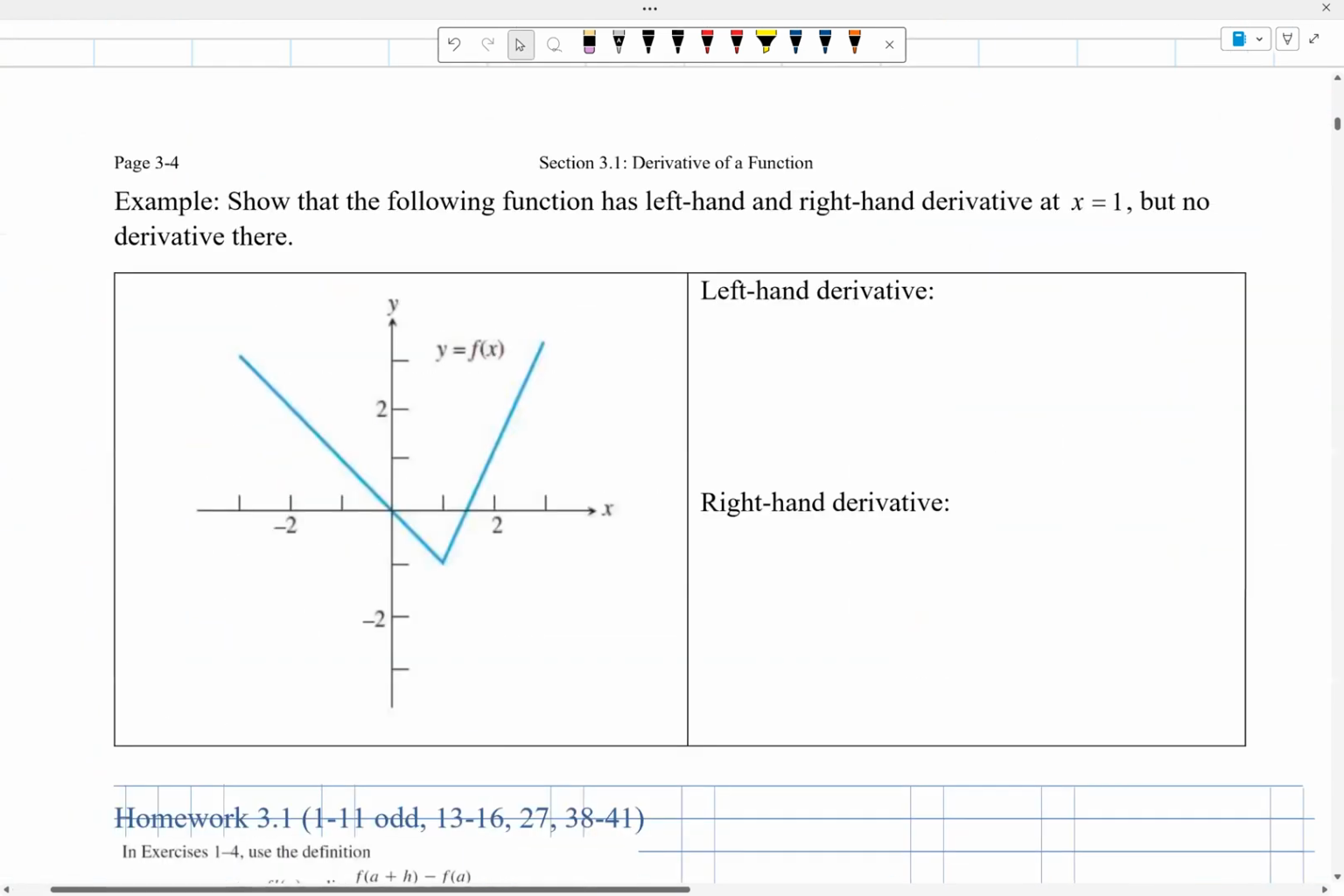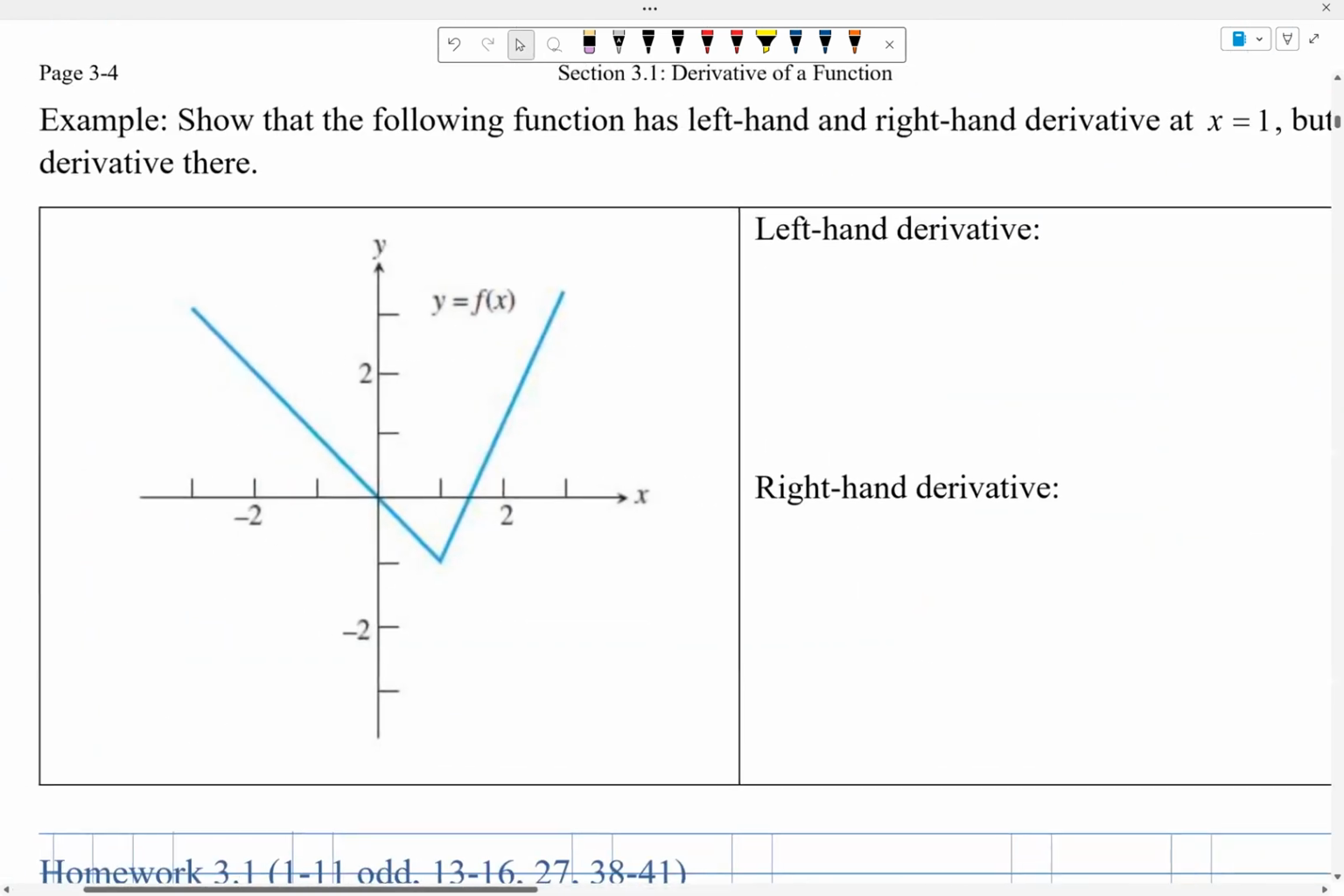All right, and again, we'll do this one a little bit more freely. Here's the point that I'm interested in. What's going on at 1? The left-hand derivative says, okay, what's the slope between those two points? Negative 1. What if they come closer? Still negative 1. Closer still? Still negative 1. Looks like the left-hand derivative is negative 1.